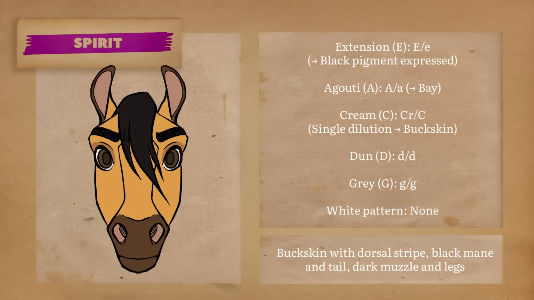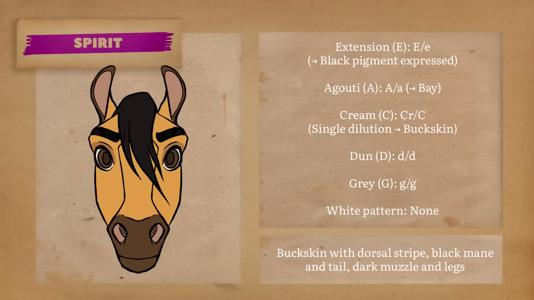He needs to get at least one capital E, so he can get that from Strider and a lowercase e from Esperanza, which means he can express the black pigment. Looking at his agouti gene, he gets a capital A from Esperanza and a lowercase a from Strider, which turns him into a bay horse. Now, because of the capital E, he can express the agouti, resulting in the black mane and tail and legs and muzzle. He carries one cream gene from Esperanza, which turns him into this golden color, aka the buckskin. He doesn't carry any dun, because neither parent is a carrier. He doesn't carry any grey, and he doesn't have any visible whites.